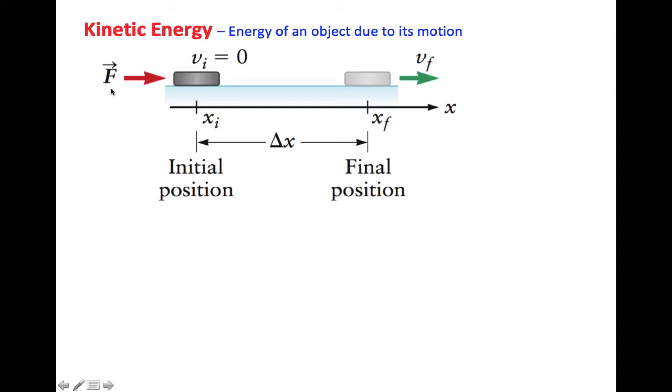We apply a constant force as shown here, and as a result the ice puck gains speed, and after some time the speed of the ice puck is Vf. During this process the displacement of the puck is delta x. We are ignoring the friction between the surface and the object. So a constant force is applied on the puck. It means that it is undergoing constant acceleration, and the puck speeds up and gains kinetic energy.